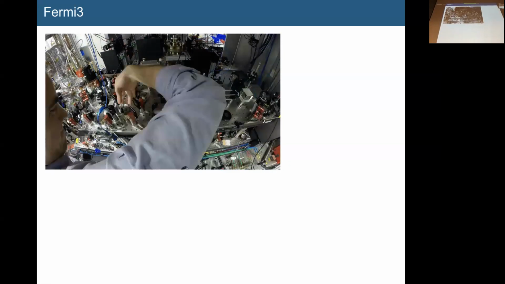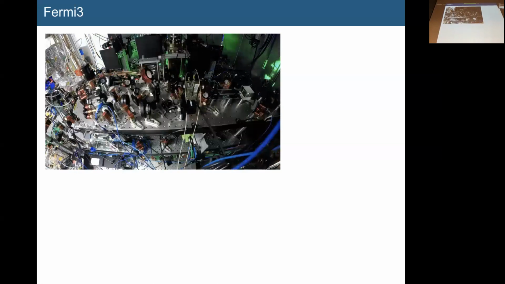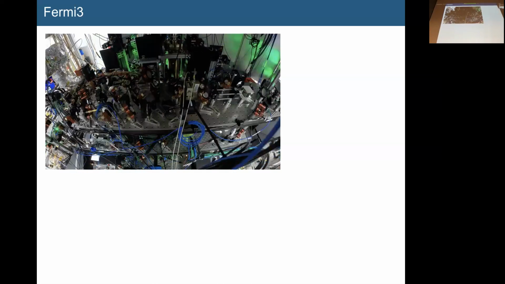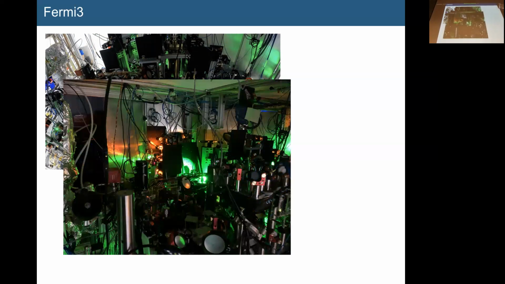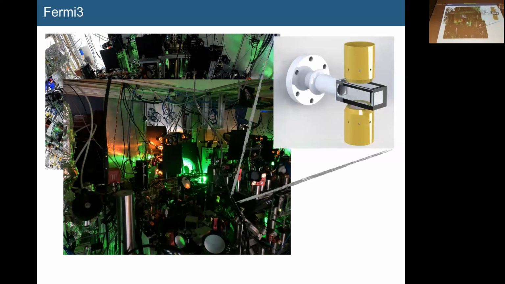What we've built here is a lithium-sodium machine. So we have both bosonic sodium and fermionic lithium. This machine is now online, so we started producing degenerate gases around last October. And science-wise, it's really come alive since Christmas or so. This is the machine in action. Almost everything here is superfluous and is just used to get a handle on these atoms. And really all of the action takes place in this glass cell at the center of the machine.